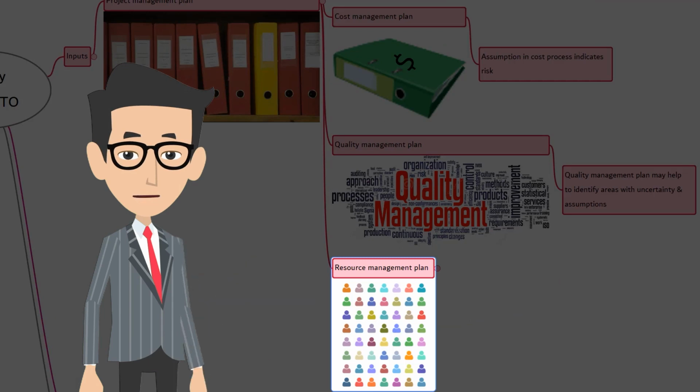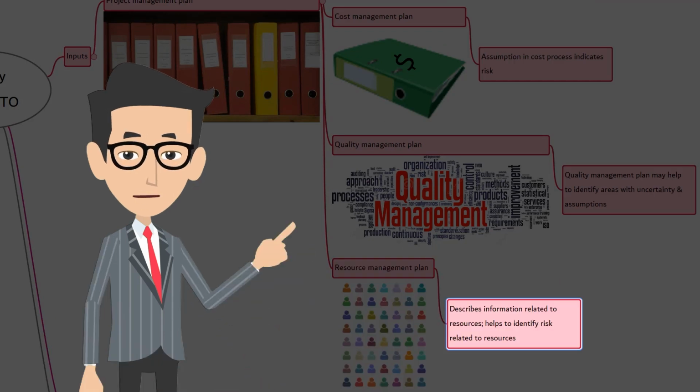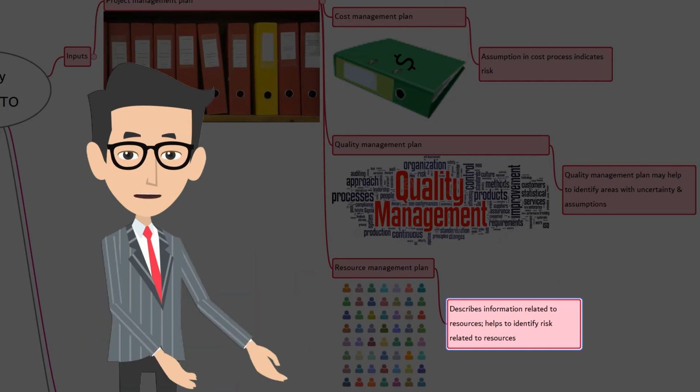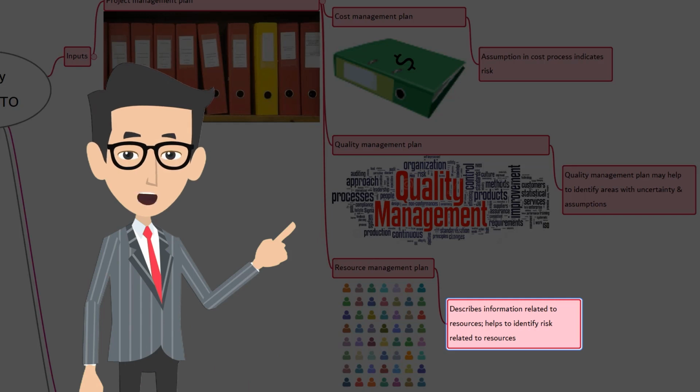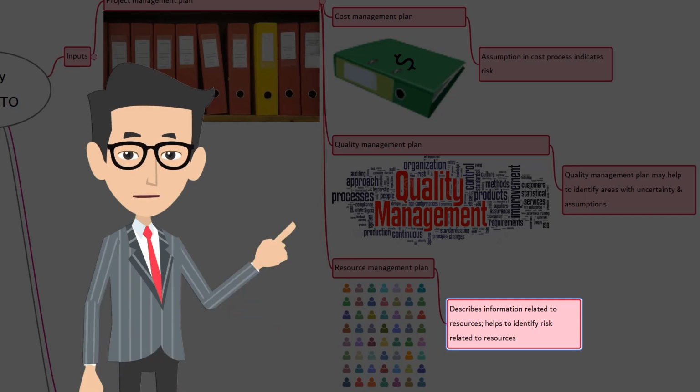Resource management plan. The resource management plan describes what resources are needed, identifies the resources available to the project, outlines assumptions related to resources, and explains how the resources will be managed. Knowing this information will help you to identify risks that are relevant to resources.